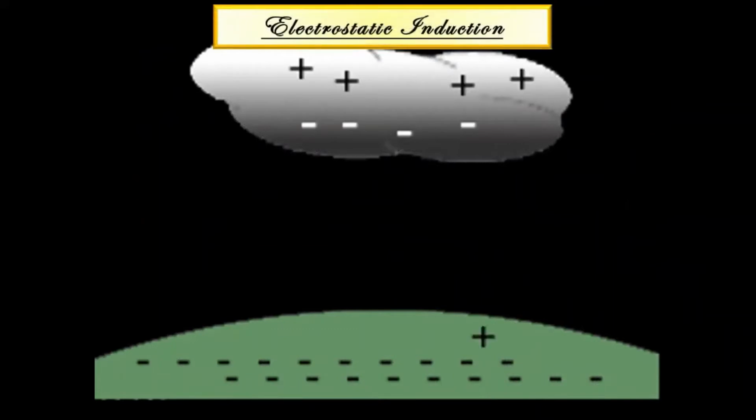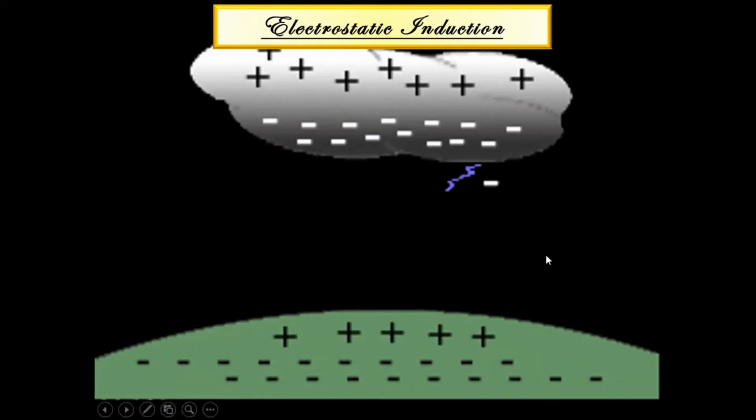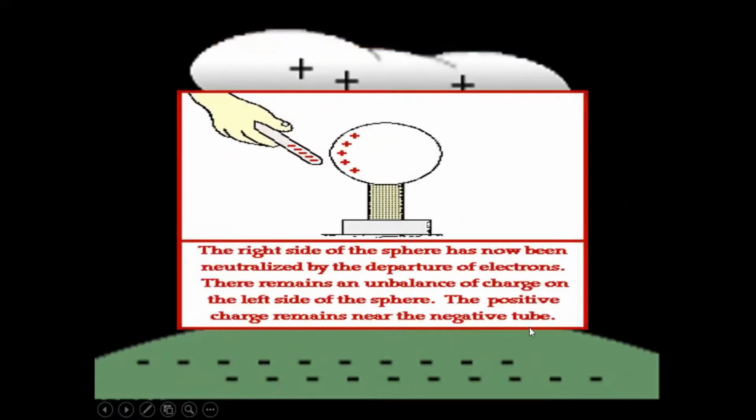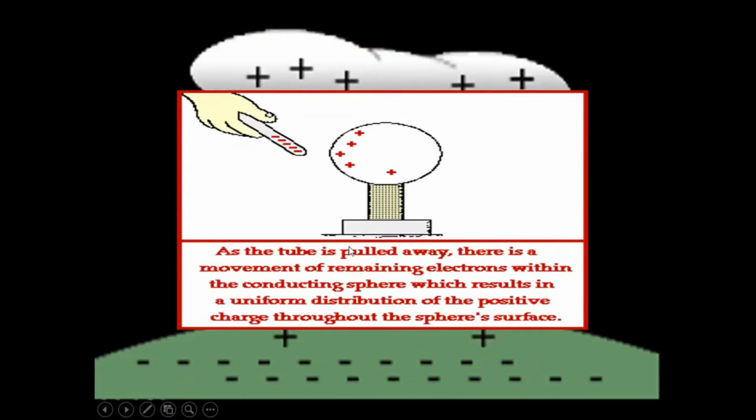Now, what is electrostatic induction, students? A positively charged object will attract or pull a negatively charged object, but objects having the same charge will repel or push each other. If a charged object is brought close to a neutral object, it will produce an opposite charge. This process is called induction.